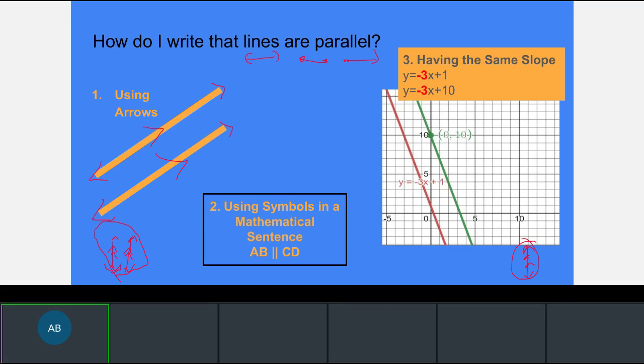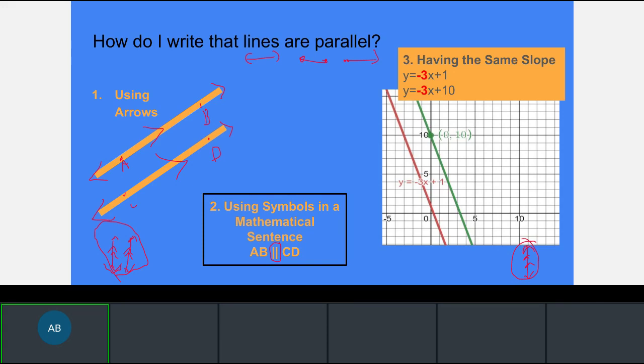Okay, so we also use symbols in a mathematical sentence. So the symbol for parallel, when I say AB is parallel to CD, what that means is if I were to have named this line AB by using 2 points on the line, and this one CD, then I could say that AB is parallel to CD.